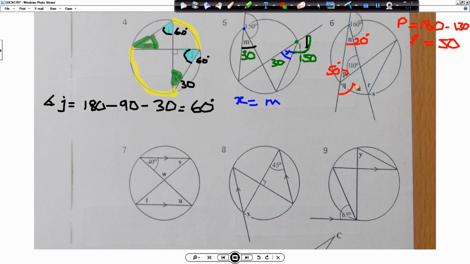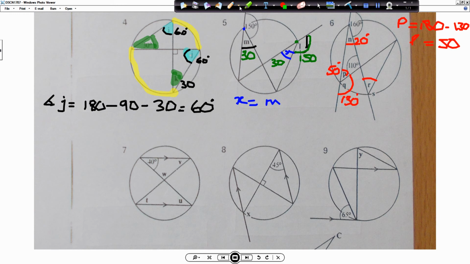So Abdullah, give me the mathematical definition for how we would work out Q. Angles at a point on a straight line add up to 180. Therefore, Q equals 180 minus 50, which will give us an answer of? 130. Yeah? So we know that one, we know this one, we know that one. We can work out R and S now. What can you tell me about R?